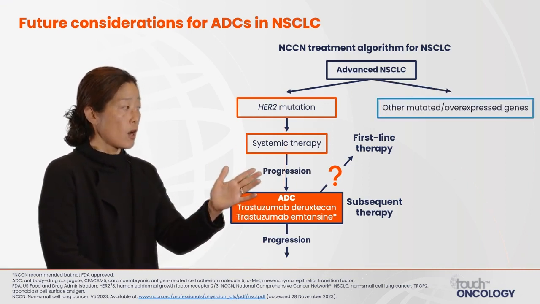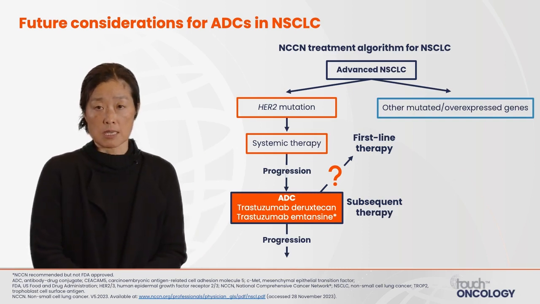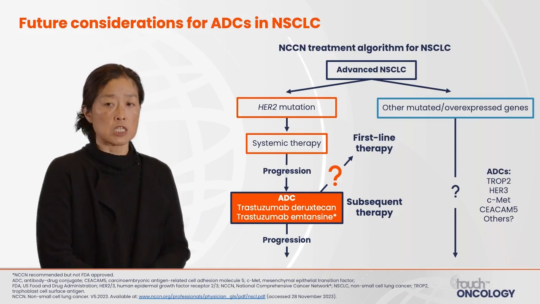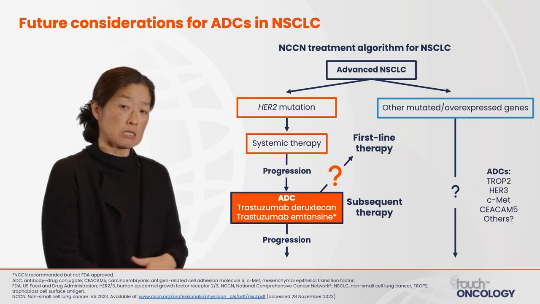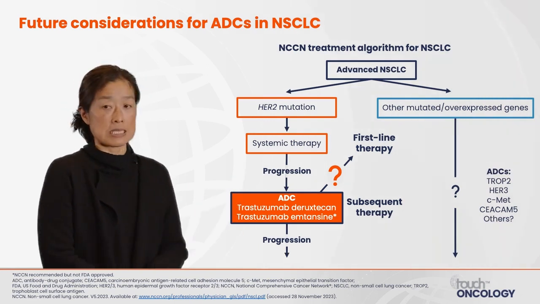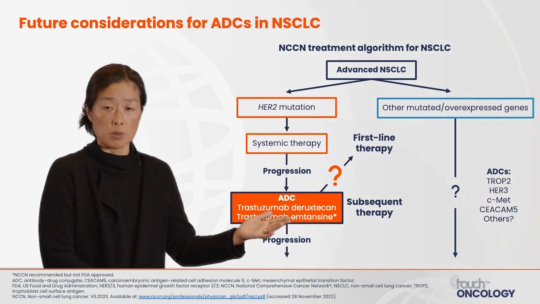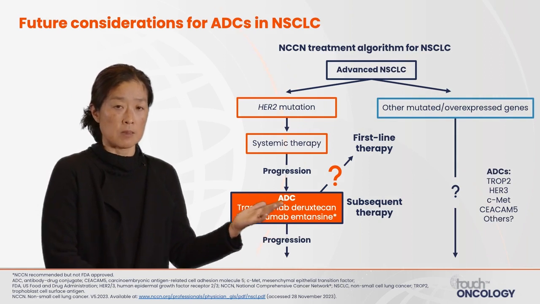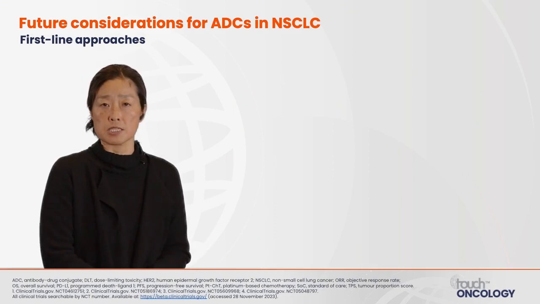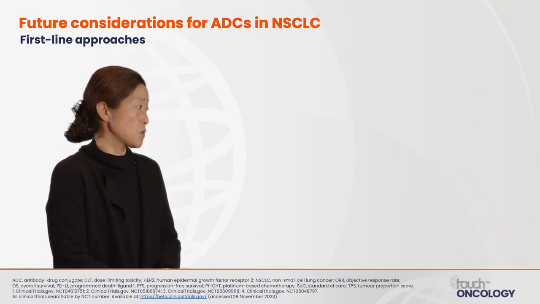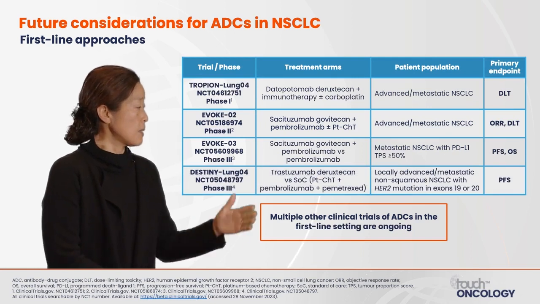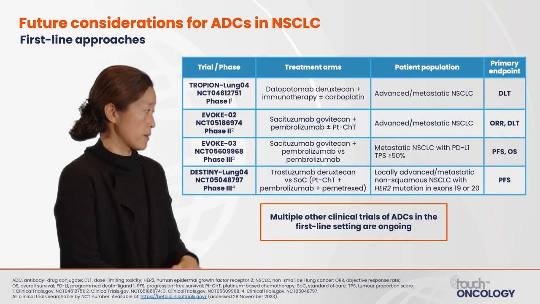And then other advanced non-small cell lung cancer, should we be looking at other levels of overexpression, other mutations to think about some of these other ADCs, or in a biomarker-agnostic fashion, thinking about the use of some of these ADCs? And here, these are not approved, but they're currently in clinical development and being tested actively. So when we think about the future, one question that always comes up is, can these ADCs be moved into the first-line setting? And there are multiple clinical trials looking at this, and this shows just a few of the trials that are currently ongoing.